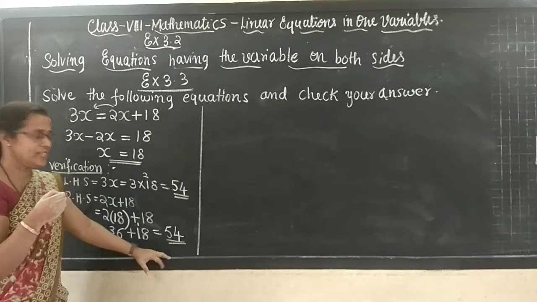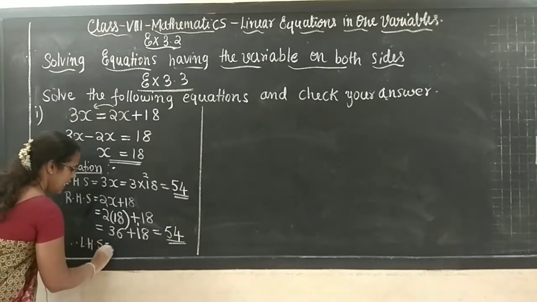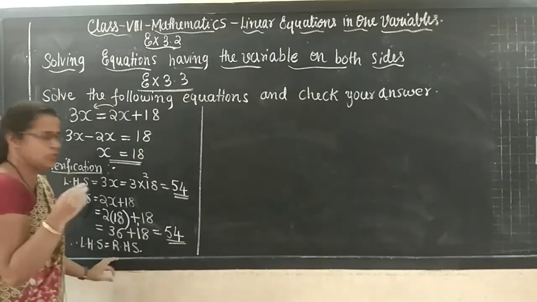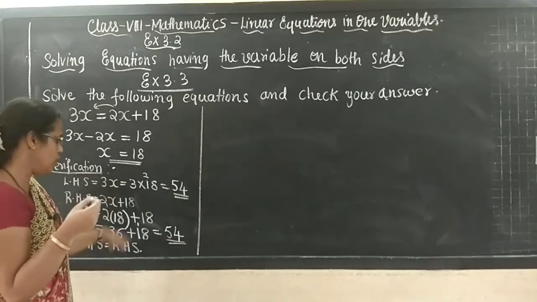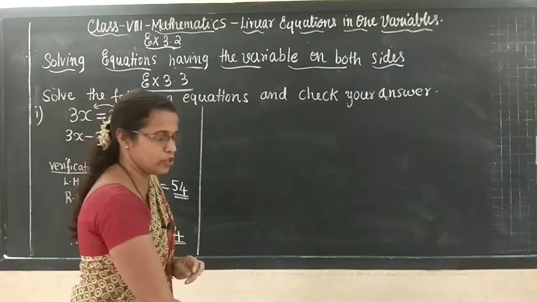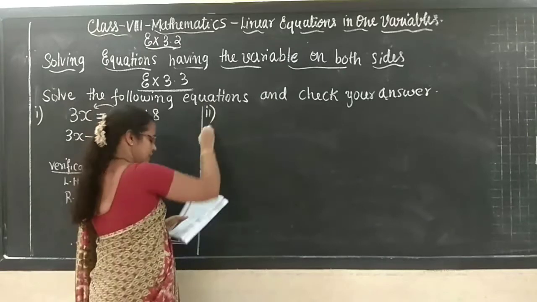Hence verified. Yes, children. So you can write: therefore, left hand side is equal to right hand side. Hence verified. Okay, children, both answers come the same, so our method is proper. So let us move to the next problem now. Move to the second problem.